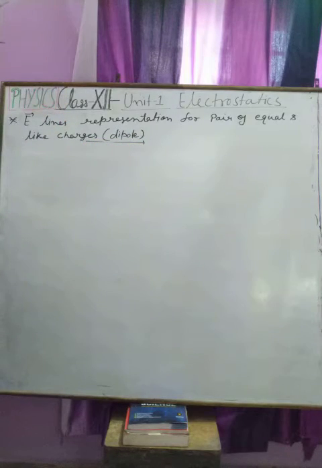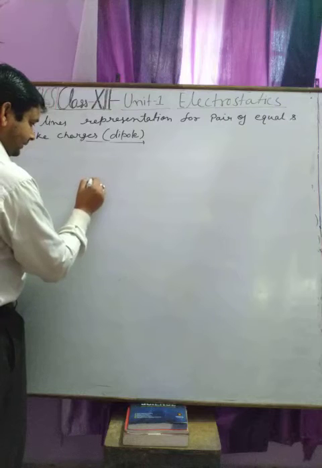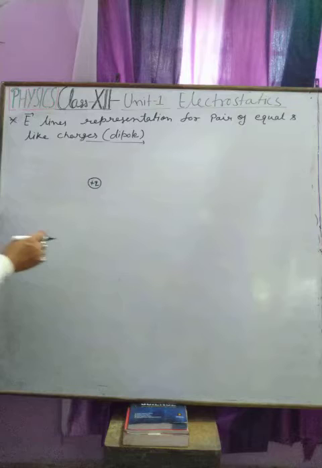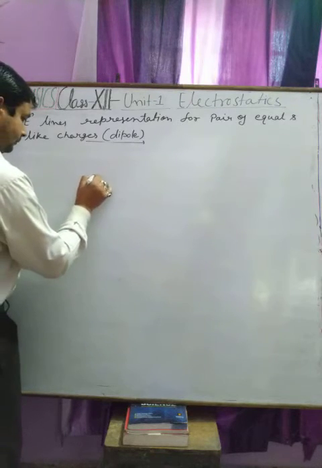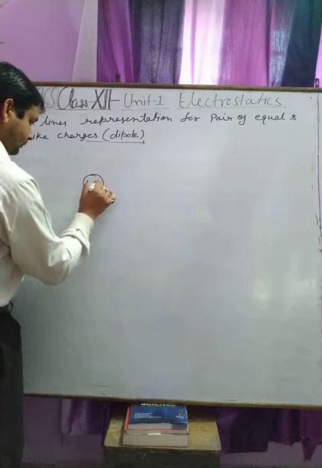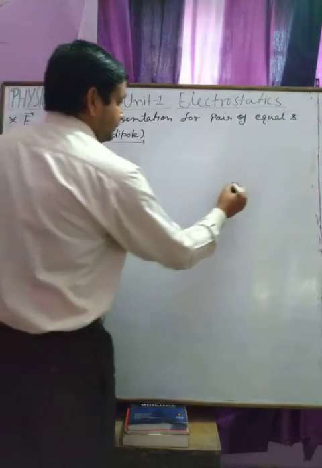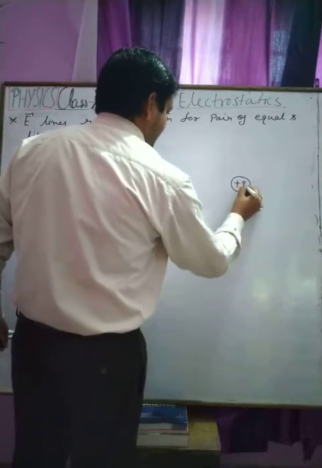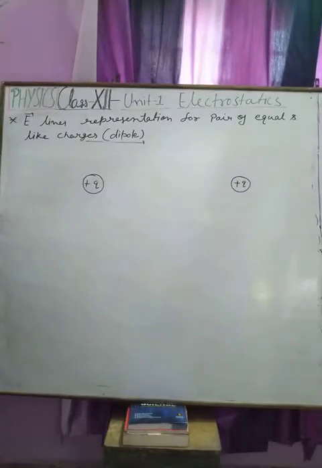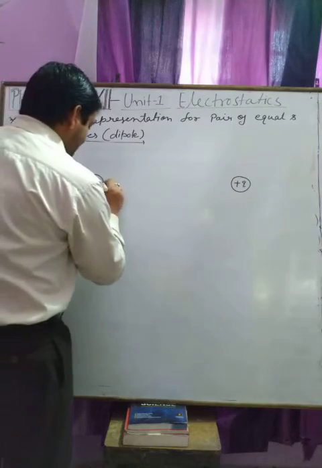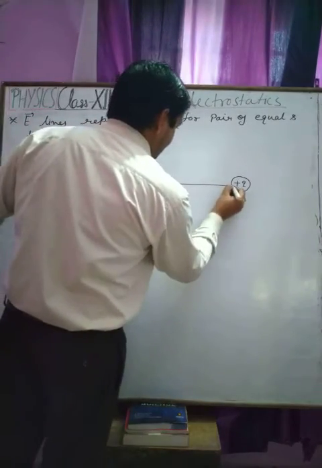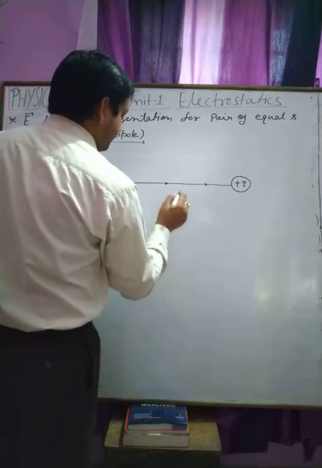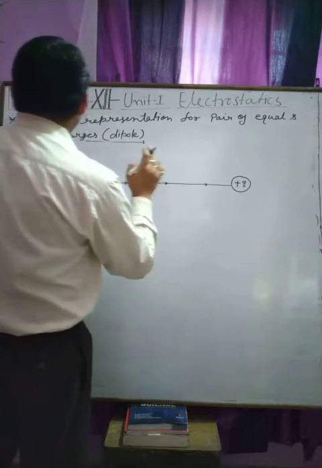Okay, now we have two point charges, both positive in nature. One is this and the second is this. We observe the field lines moving away from the pair of like charges.